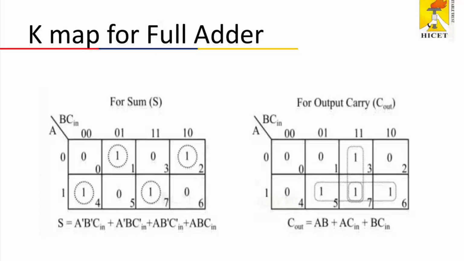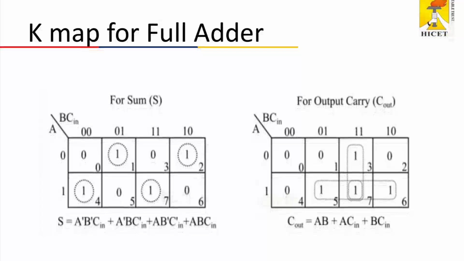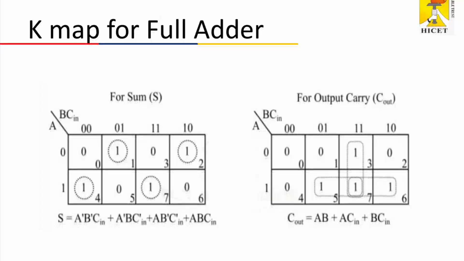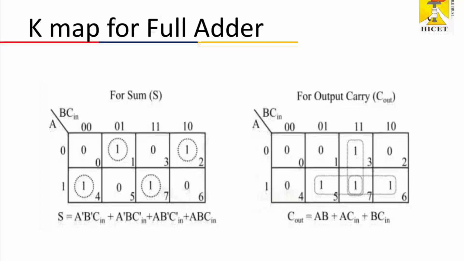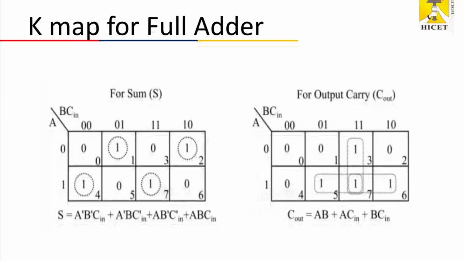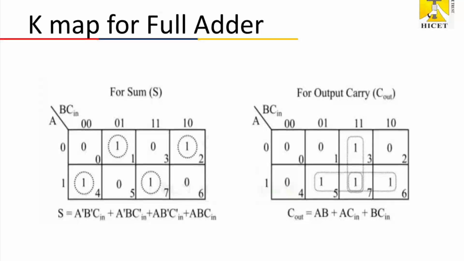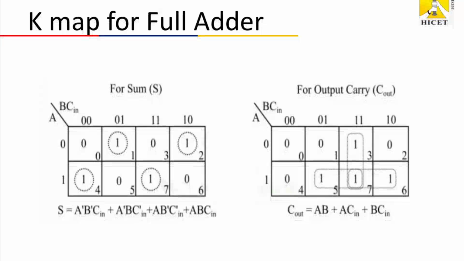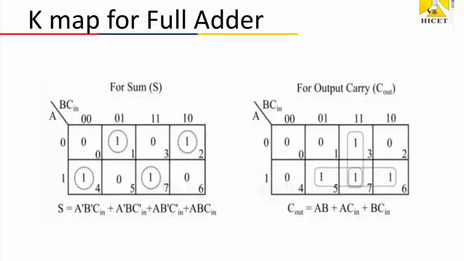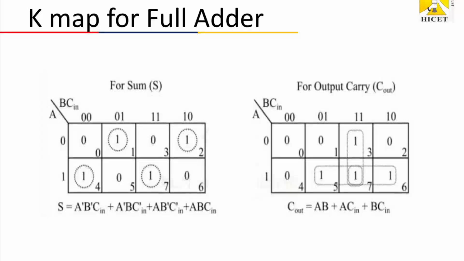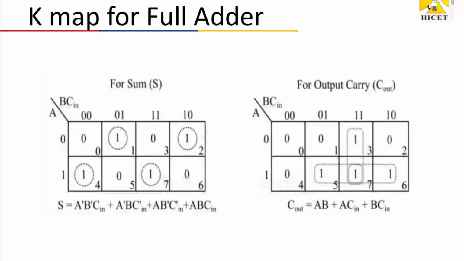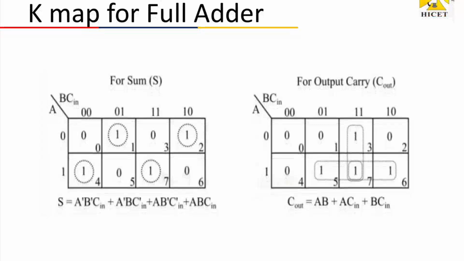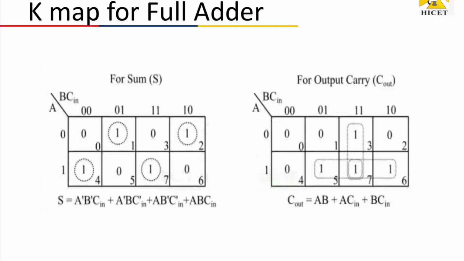So for the sum as output, we mark the cells where the output sum is 1. In this case, we can't form any groups with diagonal ones, even though they are adjacent, so each one is treated as a single group. So the simplified expression is S is equal to A bar B bar C in plus A bar B C in bar plus A B bar C in bar plus A B C in, which is equivalent to S is equal to A XOR B XOR C in.